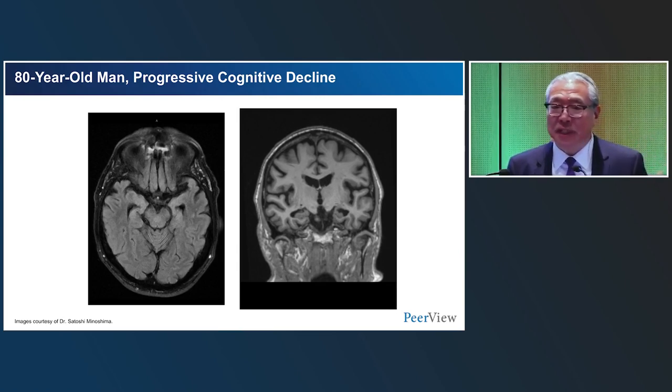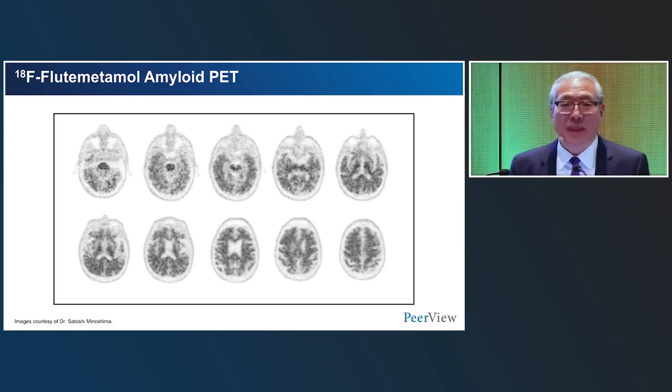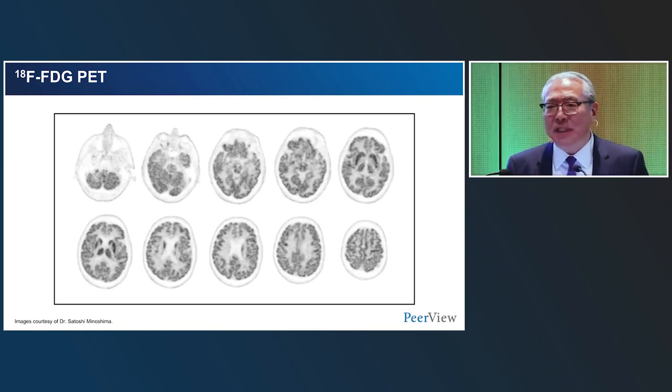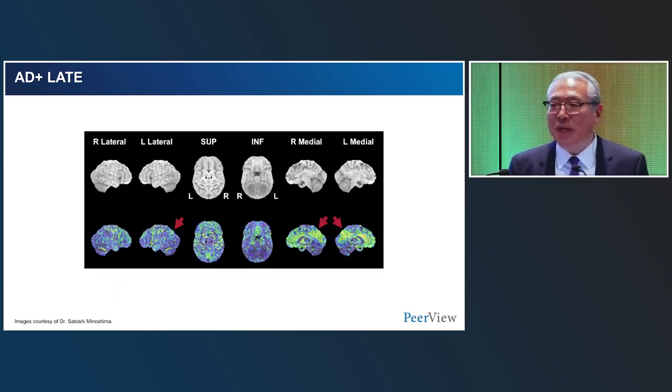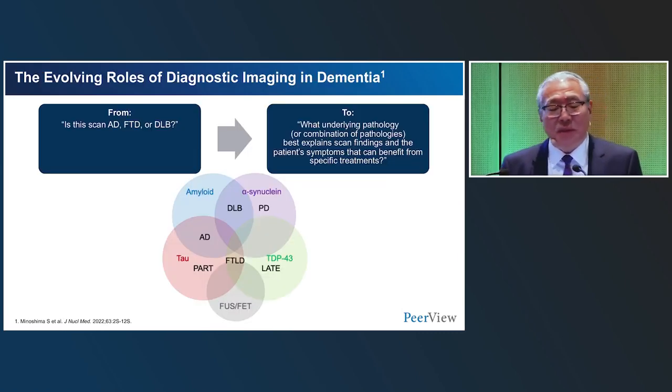There is generalized atrophy in the neocortex, and the hippocampus is also atrophied. This is an amyloid PET. Silvia is going to talk about amyloid, but this is pretty positive. The FDG scan is somewhat inconspicuous, but on the statistical map there are Alzheimer's changes, consistent with the positive amyloid scan, but also LATE findings: the medial temporal lobe and inferior frontal lobe. So it's very important to recognize co-pathology.